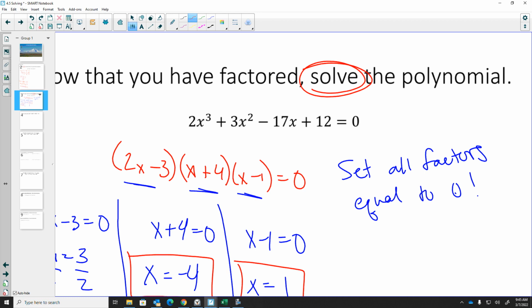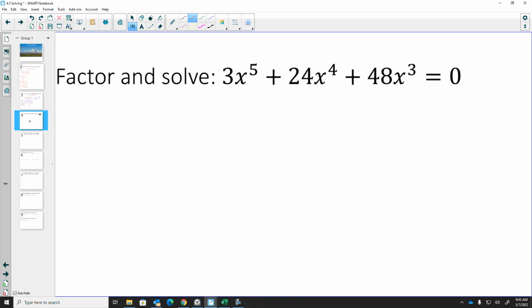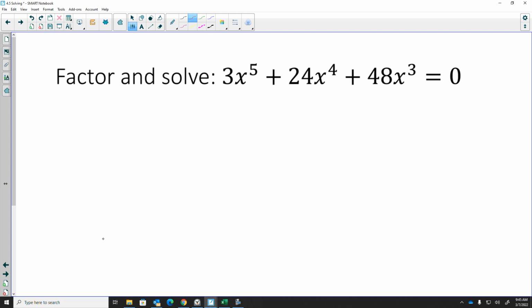So let's just talk about this one real fast. It says factor and solve. How are you going to factor that?